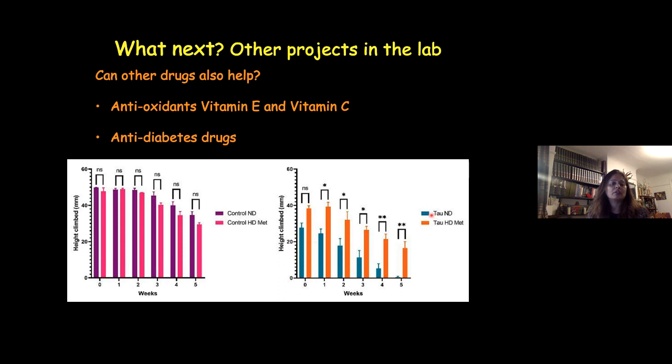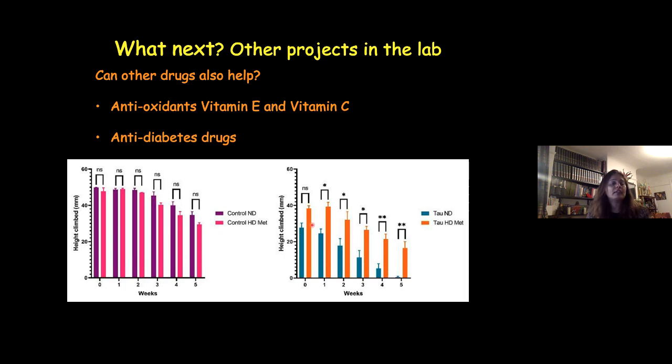So the tau flies are those that are in green, the green bars. These are tau flies that are not fed any drug. And these flies have much reduced locomotor behavior. Their climbing ability is much decreased anyway, because they have those axonal transport deficits, and therefore they're going to have an inability to climb as well.